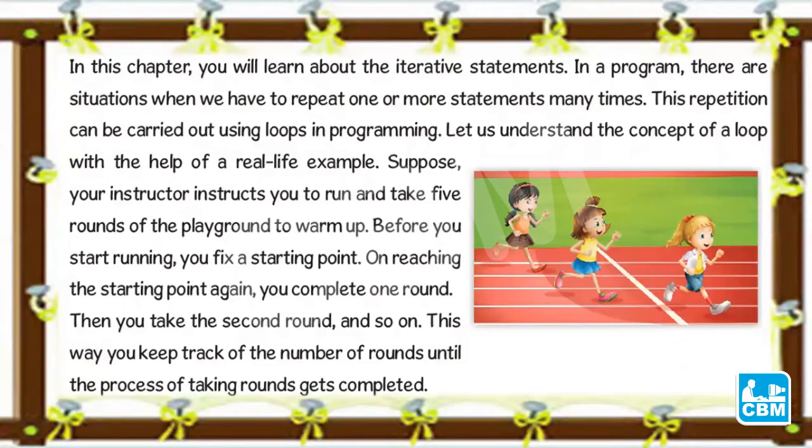Suppose you are asked to run and take 5 rounds of a playground. Before you start running, you fix a starting point. On reaching the starting point again, you complete one round. Similarly, when you reach the starting point for the second time, your second round is considered to be completed. This goes on for the 5 rounds. In this way, you can keep track of the rounds until the process of taking rounds gets completed.